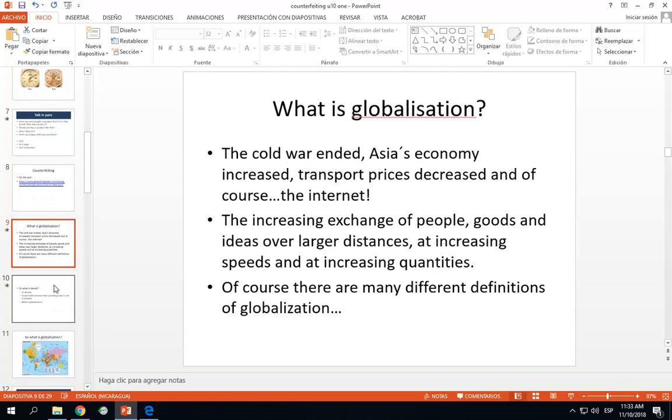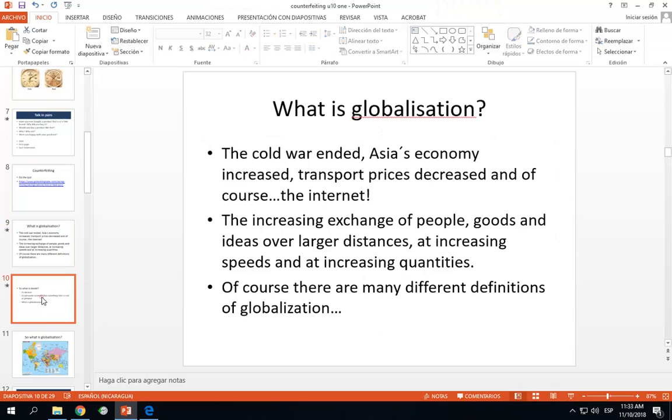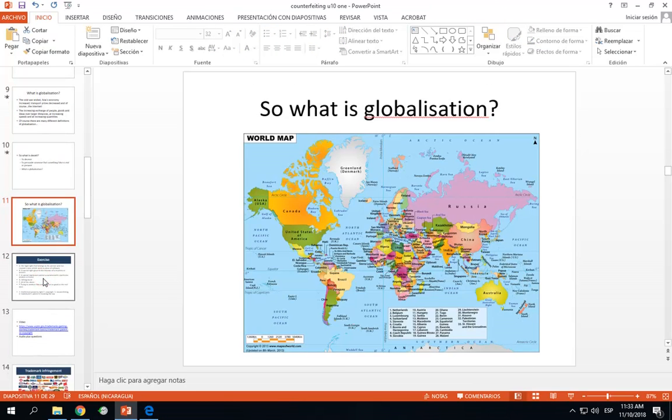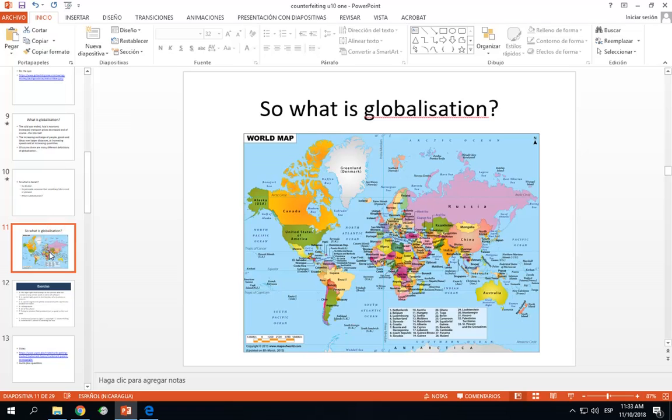Well, you know what globalization is? The increasing exchange of people, goods, and ideas over larger distances, at increasing speeds and at increasing quantities. Globalization, very important.